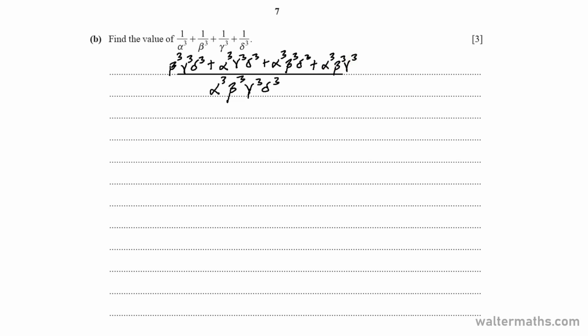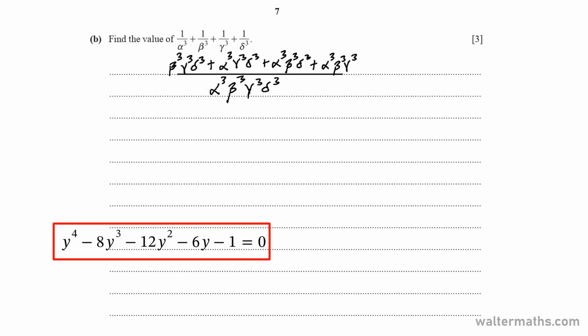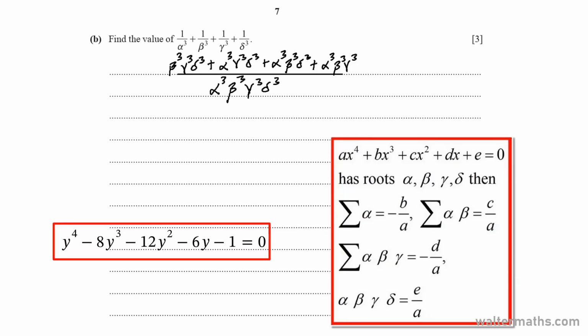So for this, we are going to be using the quadratic equation that we got in part A. So for the numerator, you can see that the numerator is the sum of the product of triples. And for a quadratic equation, the sum of the product of triples is obtained by minus d over a. In our case, d is the coefficient of y, which happens to be -6. So we just have this for the sum of the product of triples.